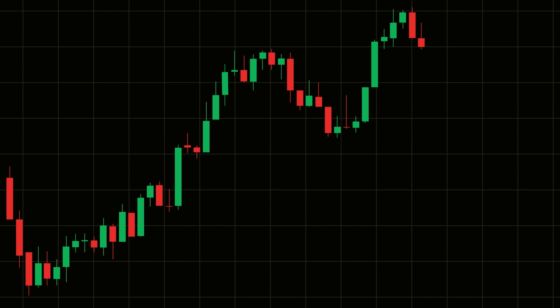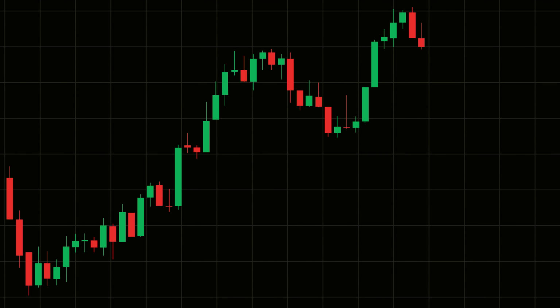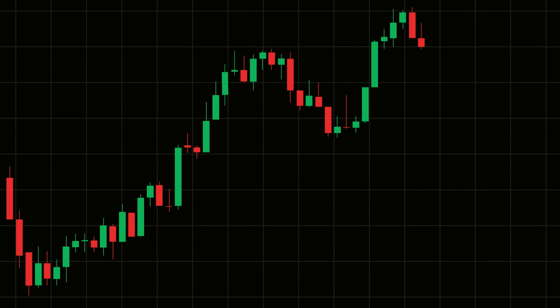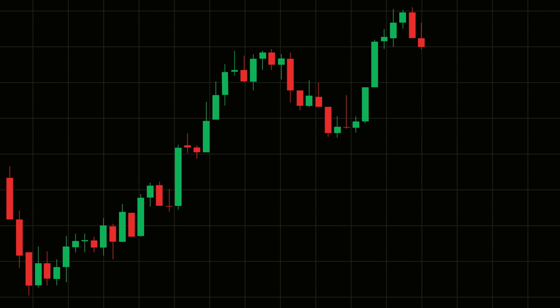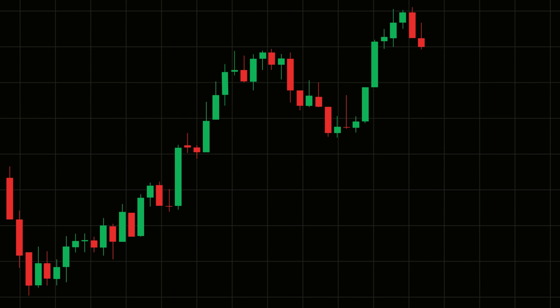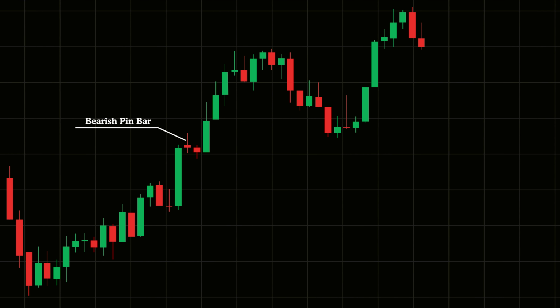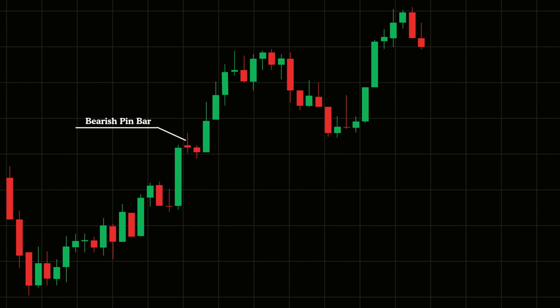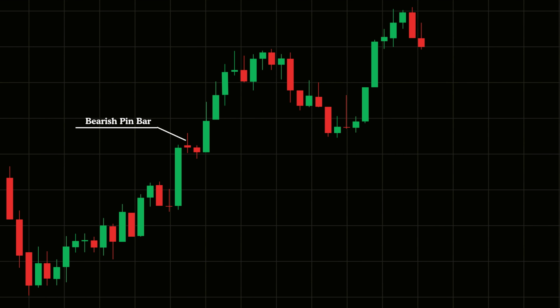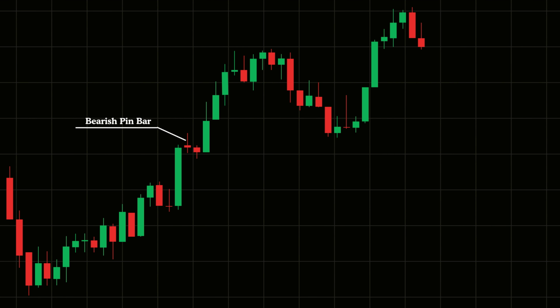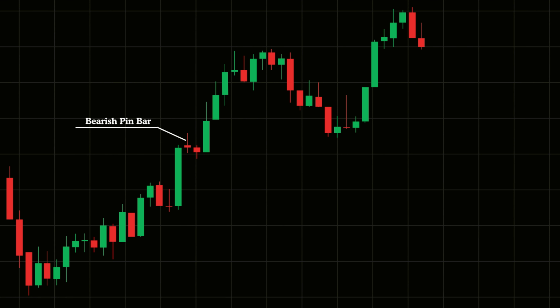Let me walk you through an example to make this clearer. Here's the 5-minute chart of the US dollar against the British pound. As you can see, the market is in an upward trend. Right here, there's a solid bullish pin bar. Then comes a bearish pin bar, which suggests that sellers are gaining control and a reversal might be on the way. But that didn't happen, the market continued climbing.